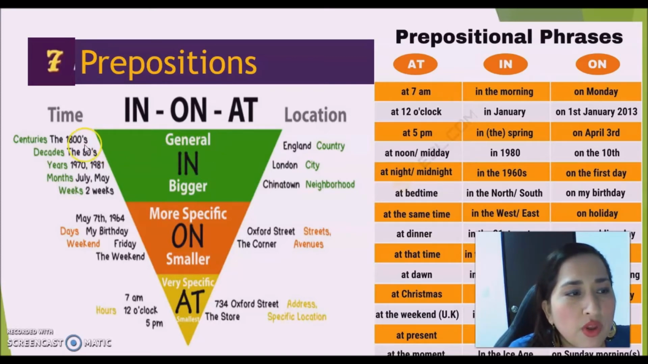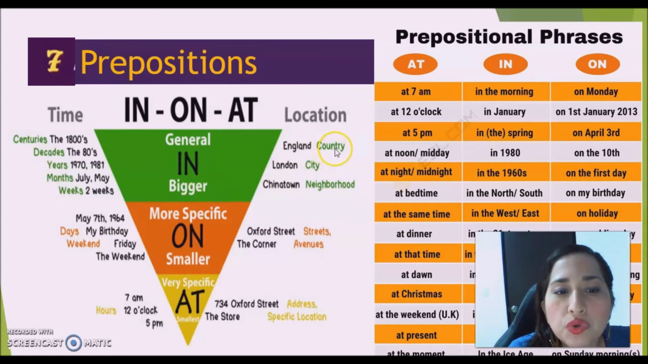For example, centuries, years, months, weeks. We use on to talk about time, but more specific. For example, days. And we use at when we talk about hours. At 7 a.m. And when we talk about locations, we use in with bigger locations.